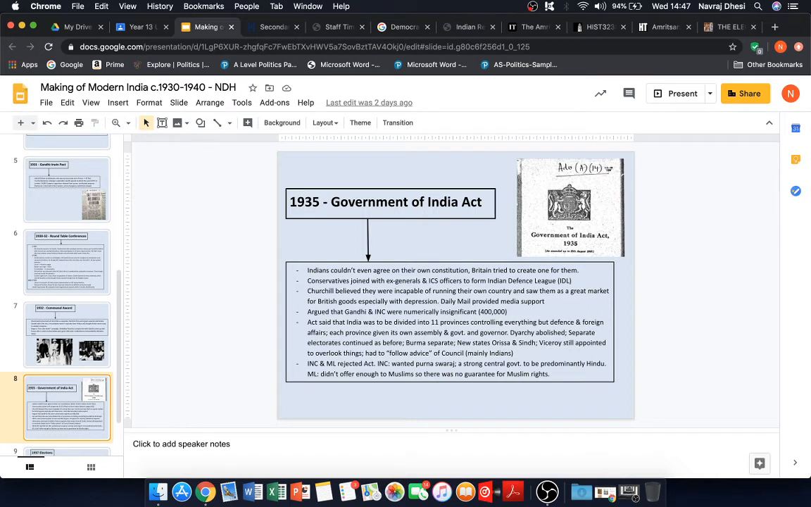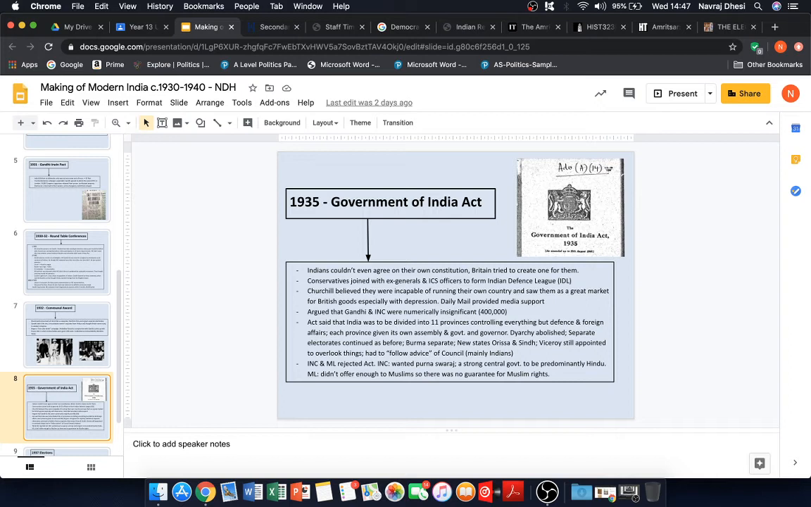And this was problematic because it showed that Britain was still committed to exploiting India to serve their own economic imperialist ambitions. So they argued that Gandhi and Congress were numerically insignificant.